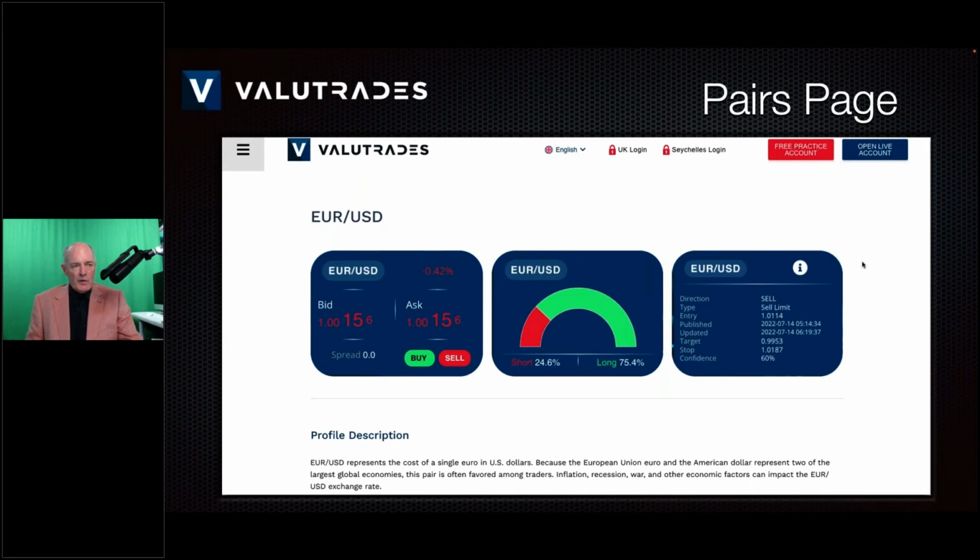So in this case, it says euro dollar represents the cost of a single euro in US dollars. Because the European Union and the American dollar represent the largest global economies, this pair is often favored among traders. So it's absolutely true. The amount of liquidity on euro dollar is much, much higher than anything else. It also mentions inflation, recession, wars, and so forth. And this is when we get into fundamental analysis. We won't go into that too much in detail in this particular webinar, but in fact, it'll all make sense when I show you my final slide.